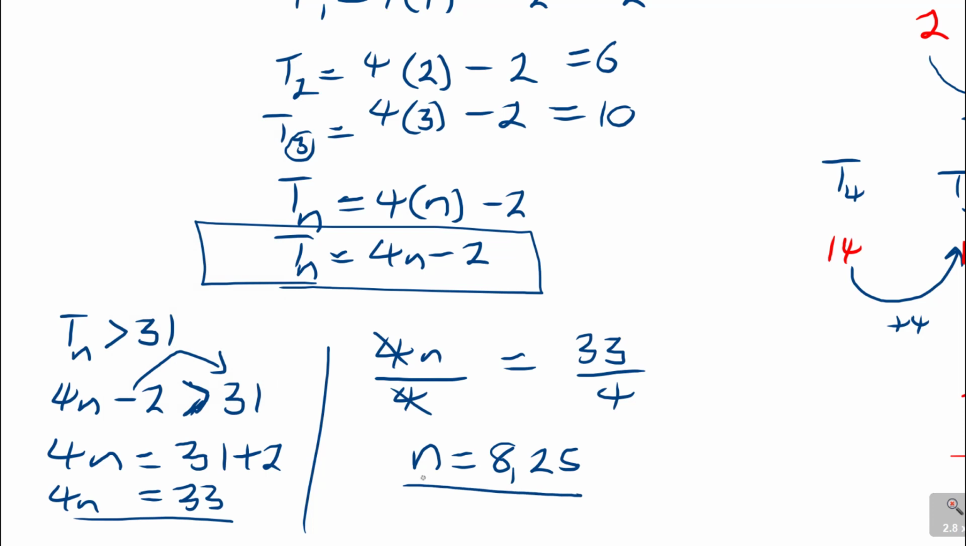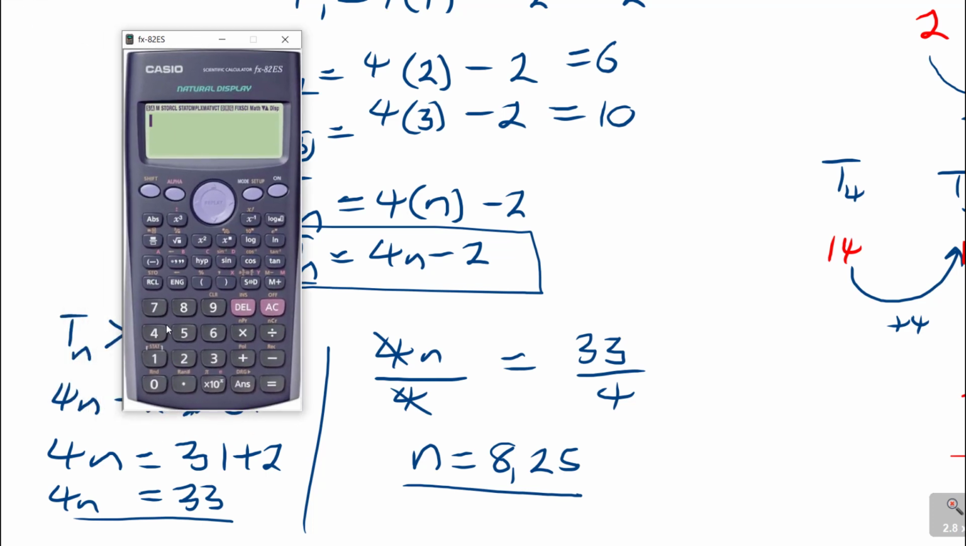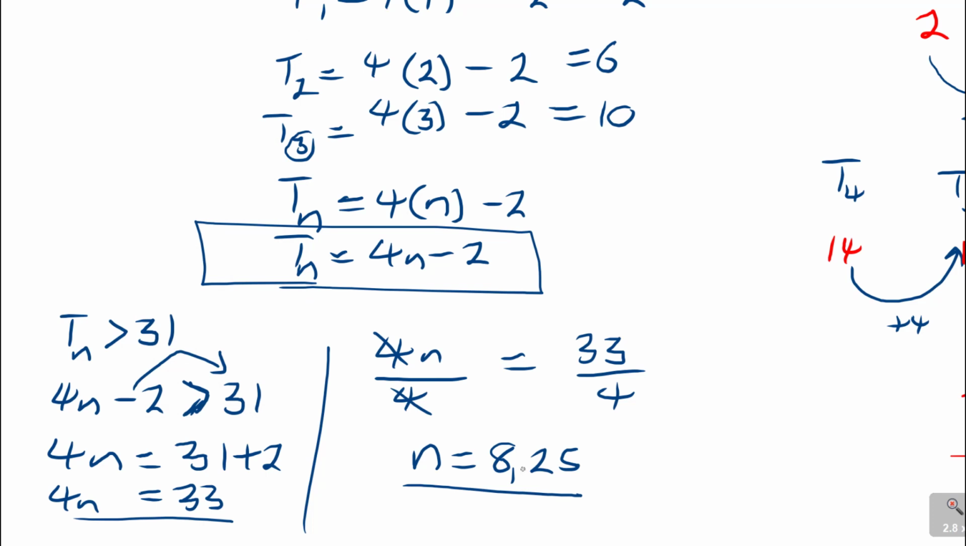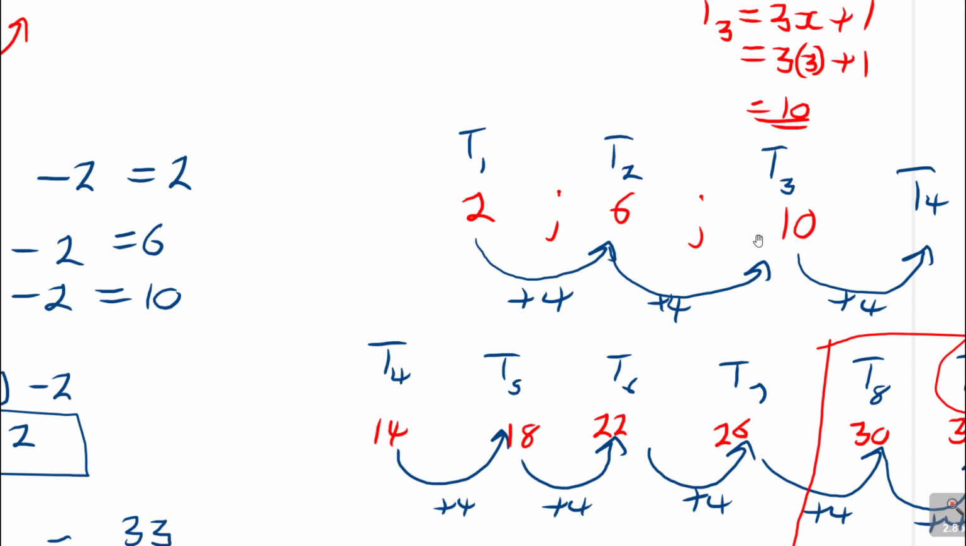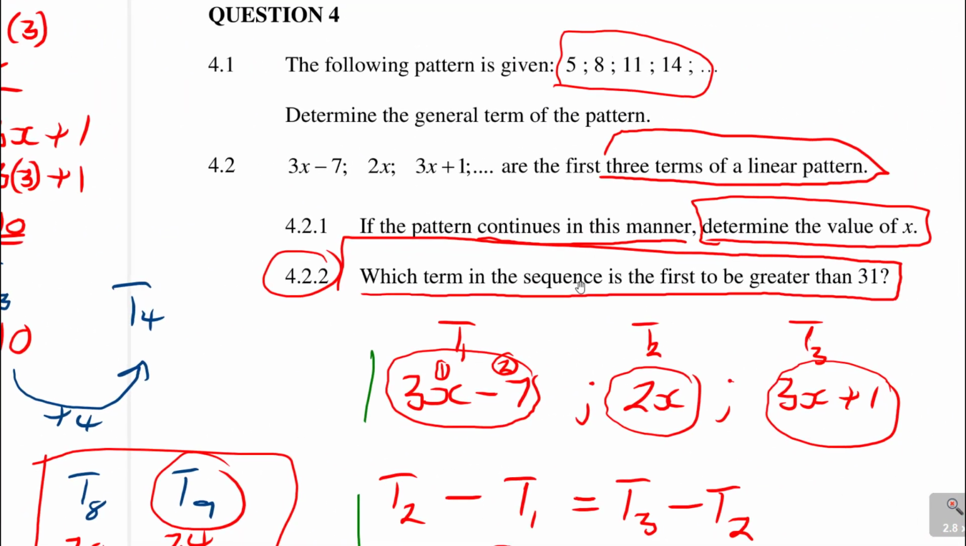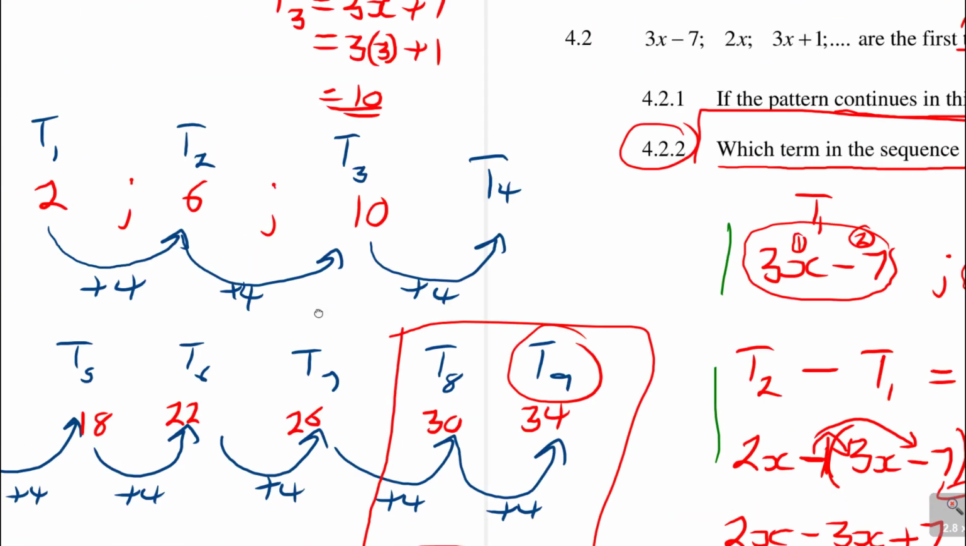So when n is 8,25, if I put 8,25 here to say 4 times 8,25 minus 2, it will give me exactly that one. So this 8,25 term is exactly that one. But now you know what is 8,25. They said which term of the sequence is the first to be greater than, it must be bigger than 31.